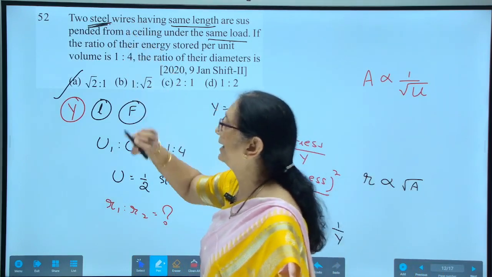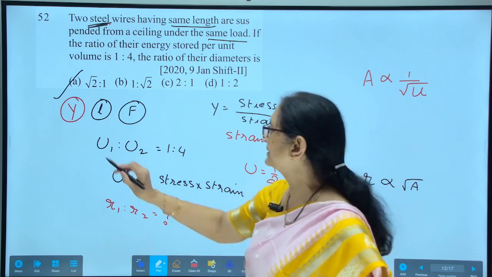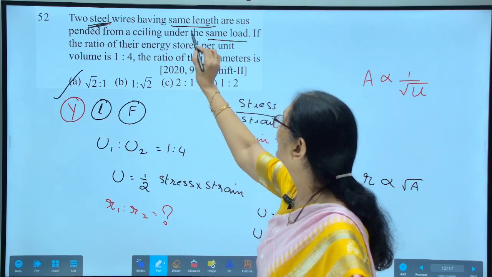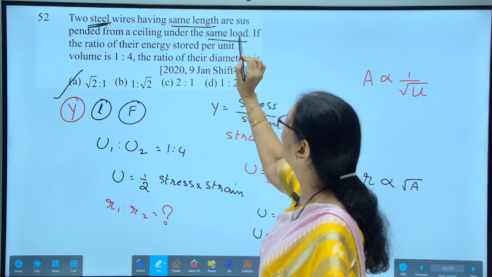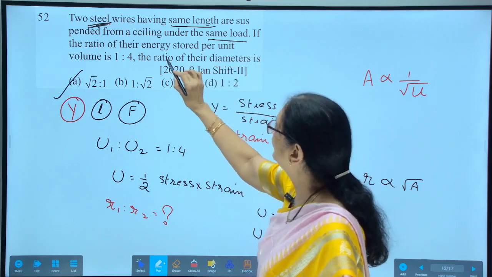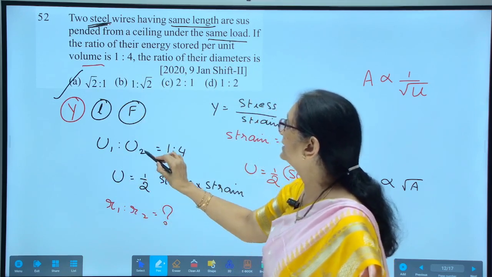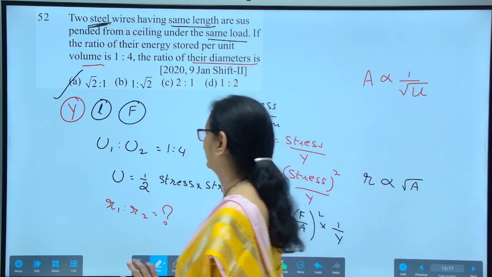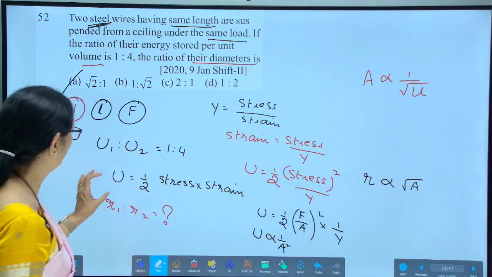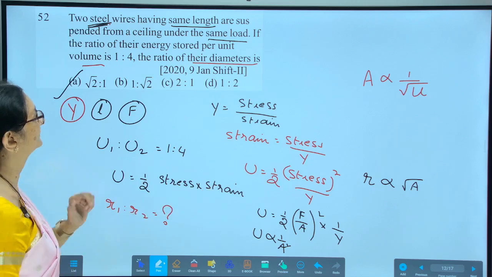Two steel wires. Two steel wires means both of them are made up of steel, hence Young's moduli are equal, having the same length and suspended from the ceiling under the same load. If the ratio of energy stored per unit volume, U1 is to U2, is 1 is to 2, find the ratio of their diameters. Just now we have seen energy density is half stress into strain.